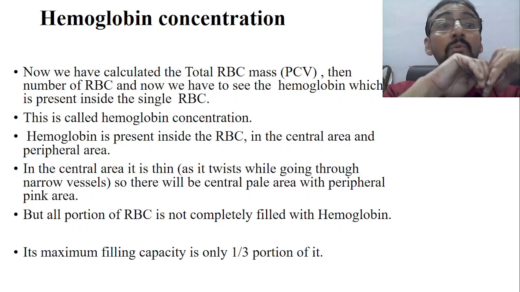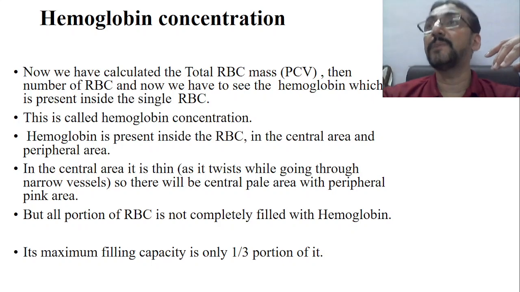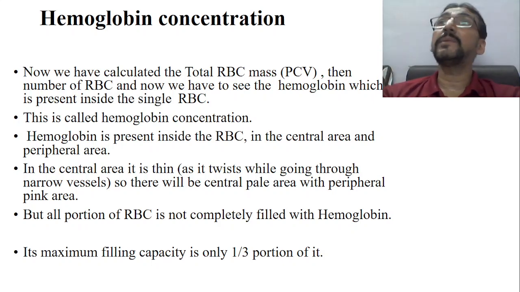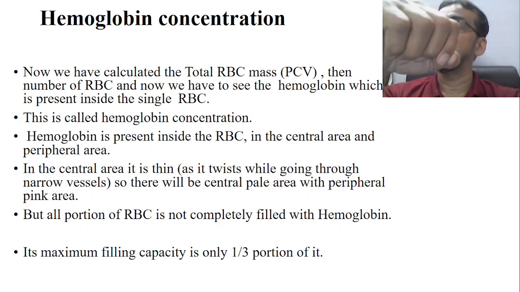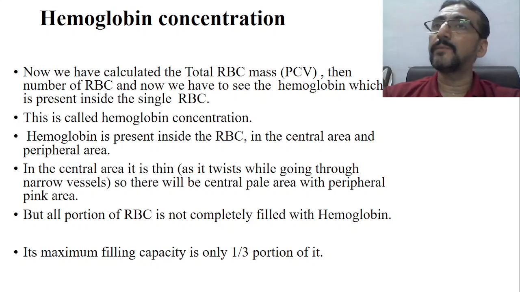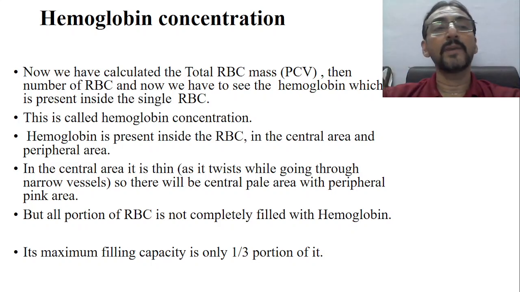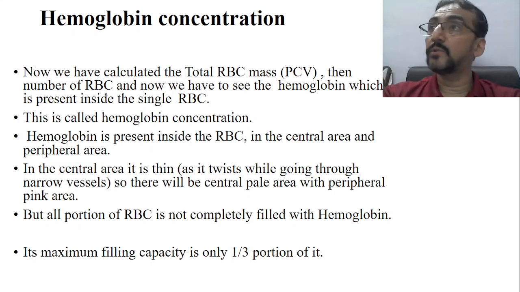Now we come to know the hemoglobin concentration, HB percentage, जो हम routinely करते हैं. So what is meant by HB? Where HB is present? HB is present inside the RBCs. We know that 1 ml contains about 5 millions of RBCs. अब वो जो RBC है उसके अंदर कितना हीमोग्लोबिन है ये भी समझना बहुत इंपॉर्टेंट है. Okay, so now we have calculated the total RBC mass. हो गया. इसको हम बोलेंगे PCV और hematocrit value.